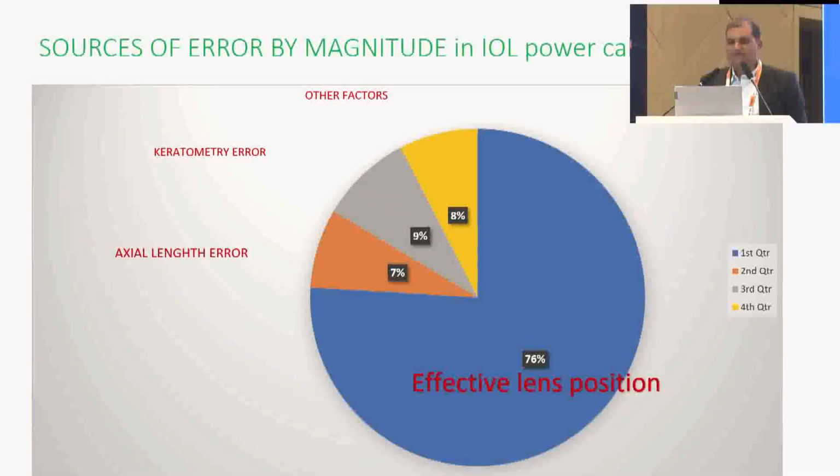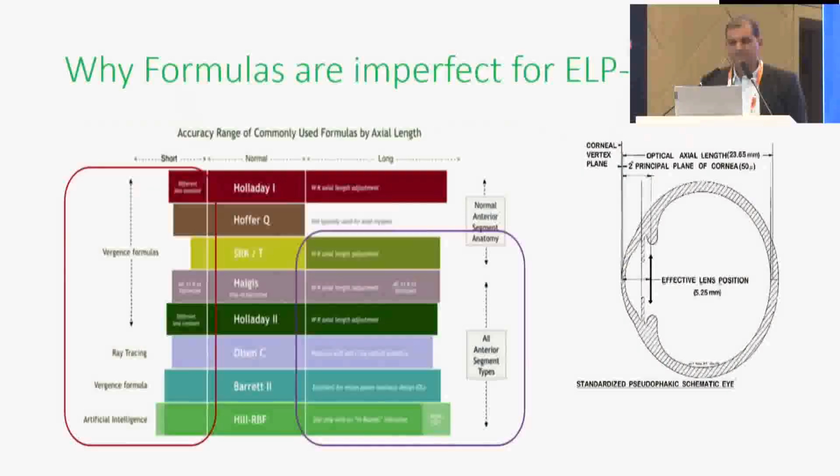So the source of error in the magnitude of IOL power calculation is the effective lens position, not the keratometry measurement or axial length measurements. So why are the majority of formulas imperfect? Because of the ELP issues. When the eyes are normal, all the formulas work very well. But when there are abnormal eyes, short eyes or very long eyes, or eyes with abnormal anterior chamber, like a small anterior chamber with normal eyes or a large anterior chamber with normal eyes, in such conditions this ELP issue comes up.